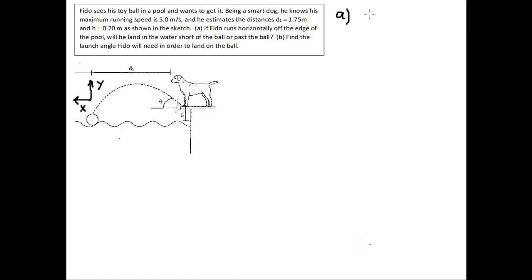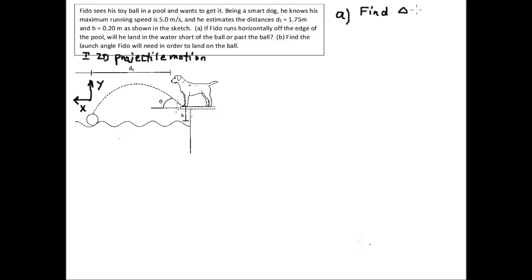So for part A, of course, if we want to identify the problem type, we know that that's the first step. And here we've got 2D motion, and it's projectile motion. And so all of the projectile motion equations are going to be useful, or at least possible for us to use in this problem. So for part A, what are we trying to find? We're trying to find whether he will land short of the ball or past the ball. So before I even make a list of the given, I'm going to write down what it is we're trying to find in part A.